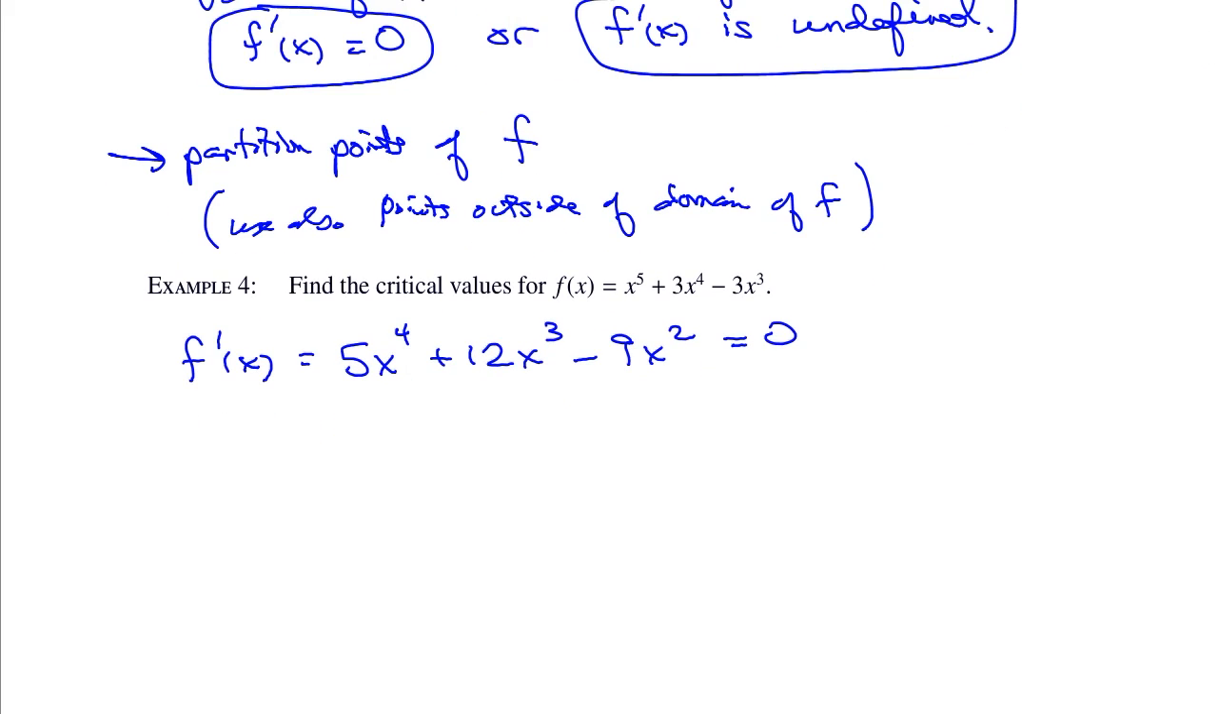So set it equal to 0, and then factor 5x to the fourth plus 12x cubed minus 9x squared. I see I can take out x squared. So we have x squared times 5x squared plus 12x minus 9 equal to 0.